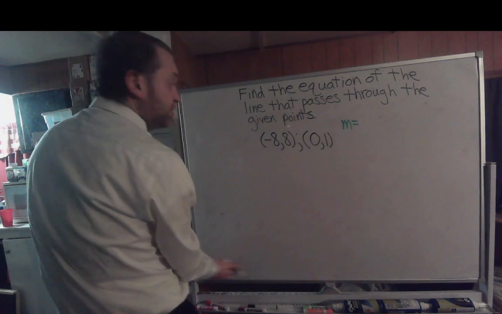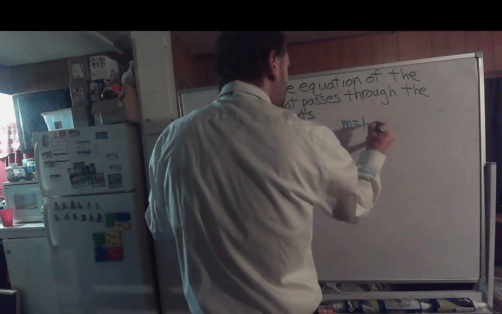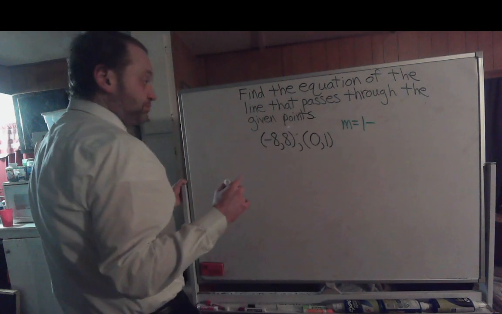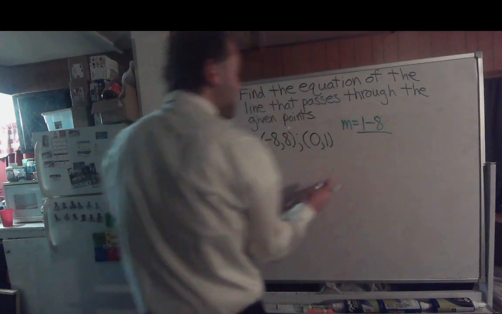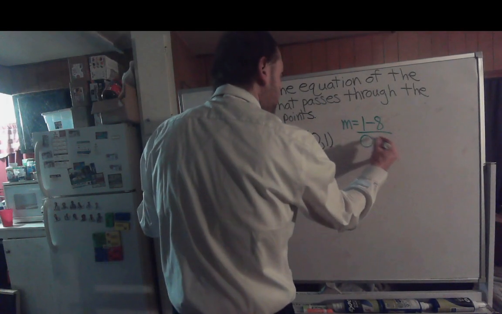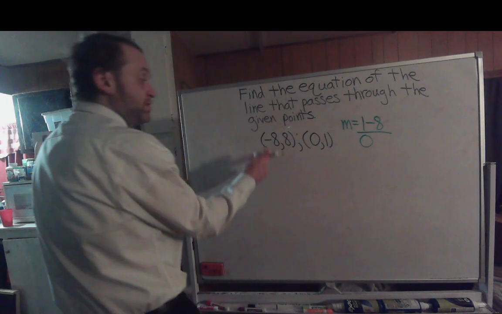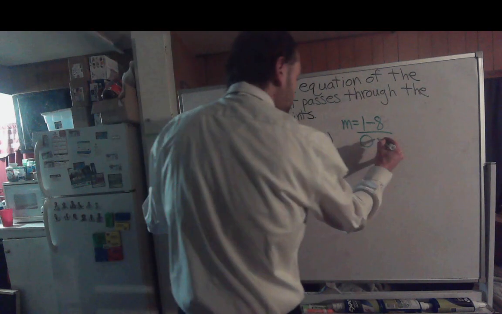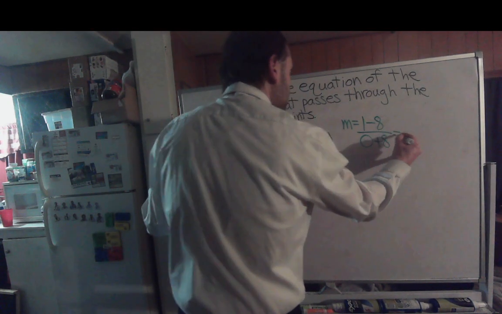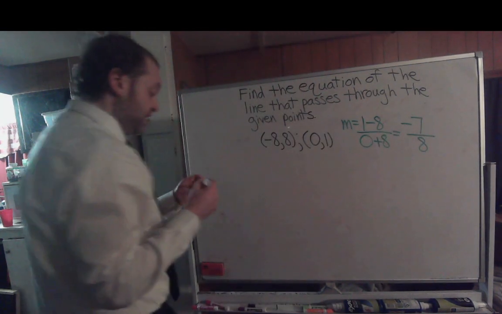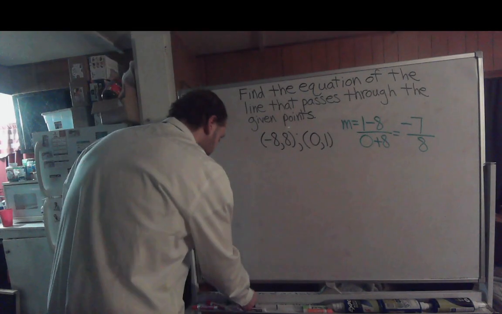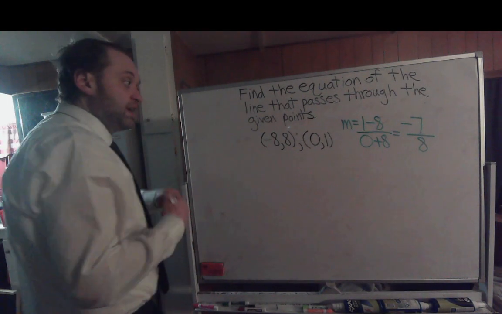So the slope equals your second y coordinate of 1 minus your first y coordinate of 8, divided by your second x coordinate of 0 minus your first x coordinate of negative 8, which would turn into 0 plus 8. Well, 1 minus 8 is negative 7, and then 0 plus 8 is 8. So my slope is negative 7/8. I found the slope. Now let's find the equation of the line.